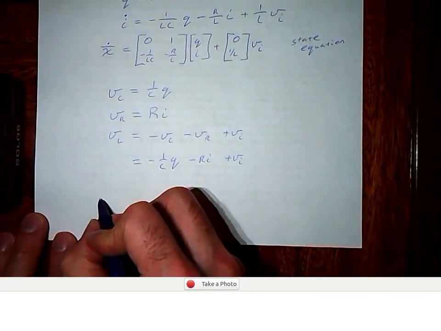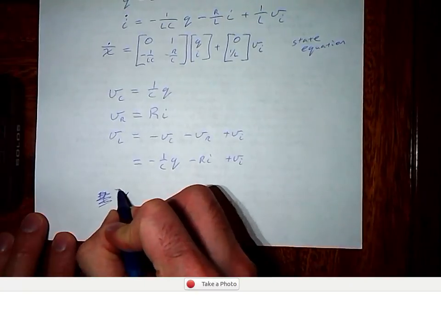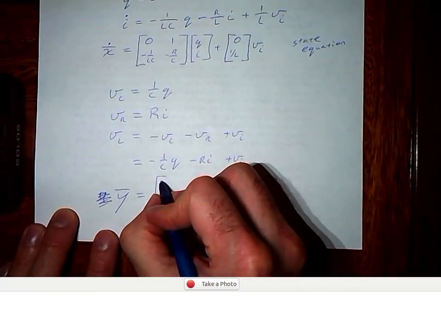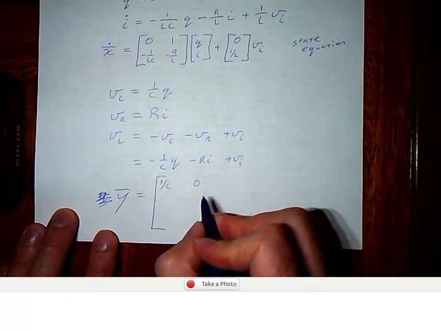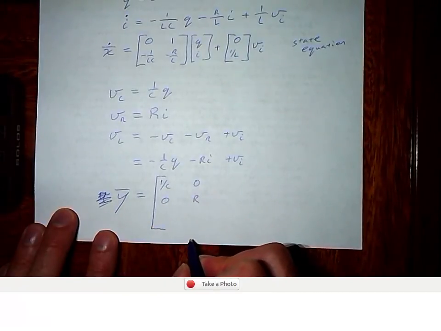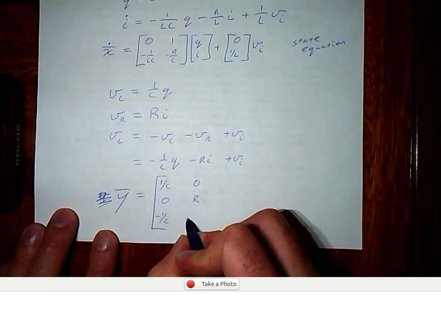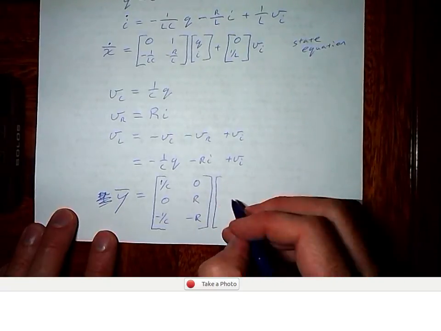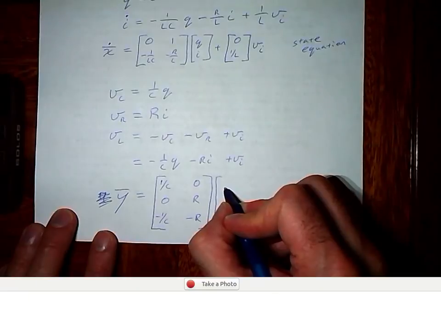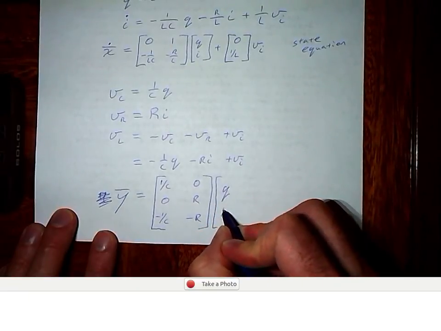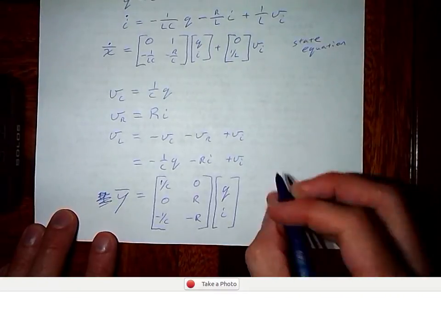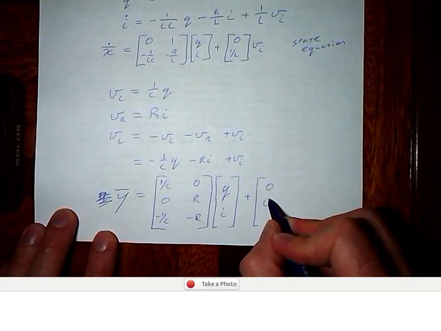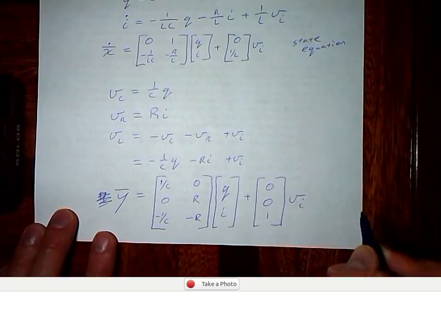And here we have an output vector Y. Y is equal to, and we're going to have a 3 by 2 matrix here: 1 over C, 0, 0, R, and negative 1 over C, negative R. So we multiply that matrix, which we call the capital C matrix, times the state vector, which is just 2 by 1, Q and I. And also include the input, because there's input in this equation, so we have 0, 0, 1 times VI.